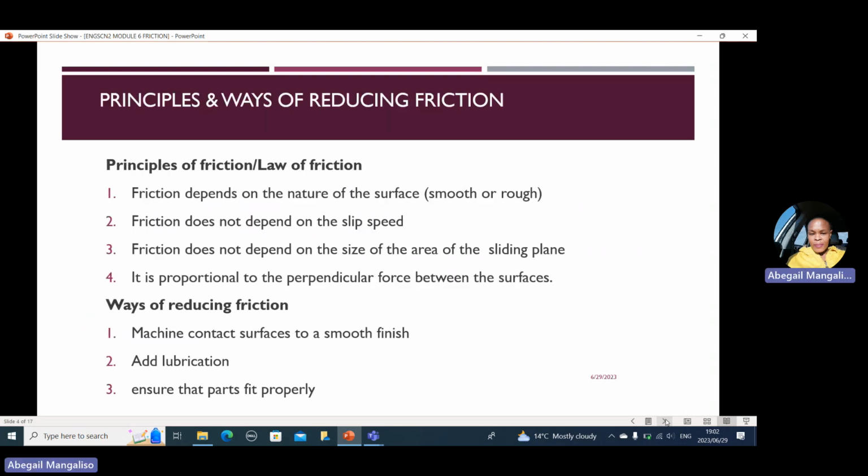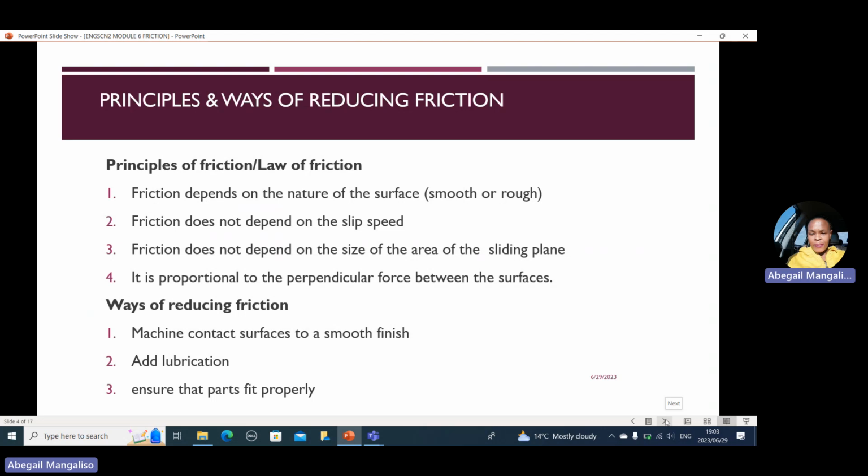Okay, the principle and the ways of reducing the friction. Principle is also called the law of friction. Friction depends on the nature of the surface, whether it is smooth or it is rough. It is influenced by the nature. If a surface is rough, there is more friction. If the surface is smooth, there is less friction. Second principle, friction does not depend on the slip speed. So it is independent of the slip speed, is not influenced by the slip speed. What influences it is the nature of the surface.